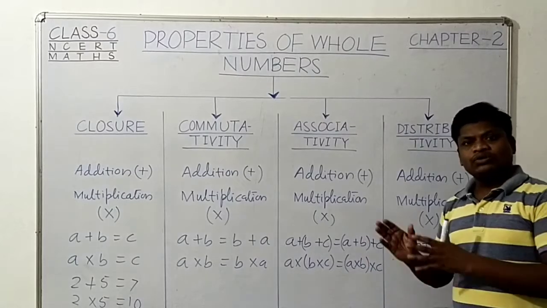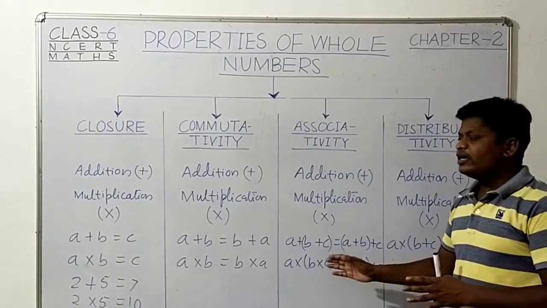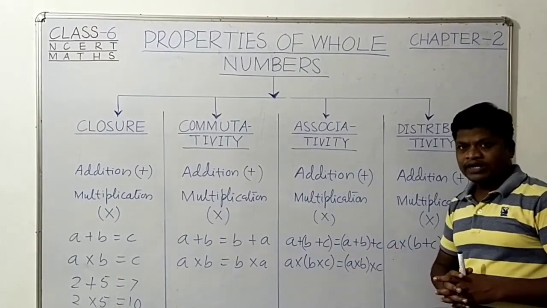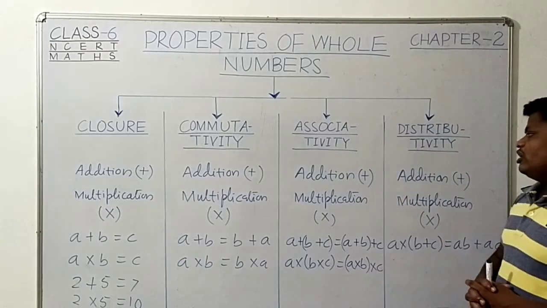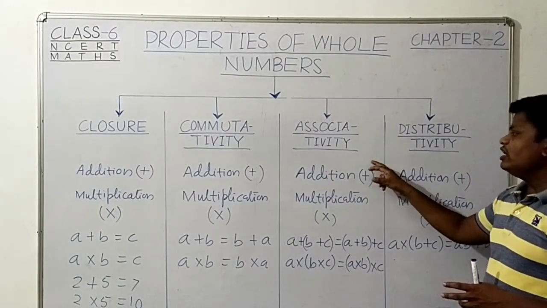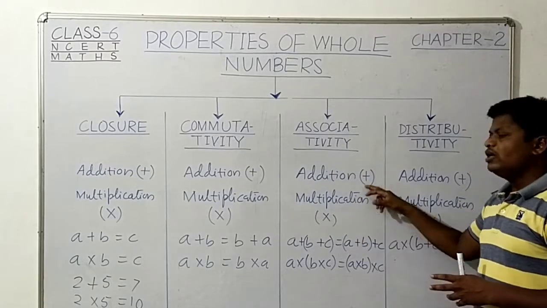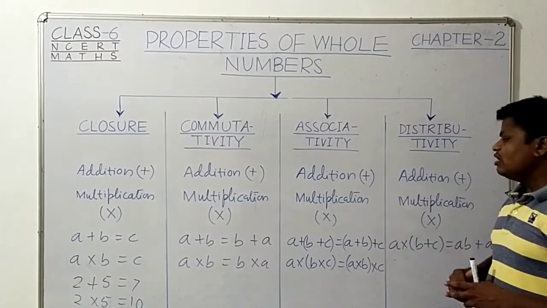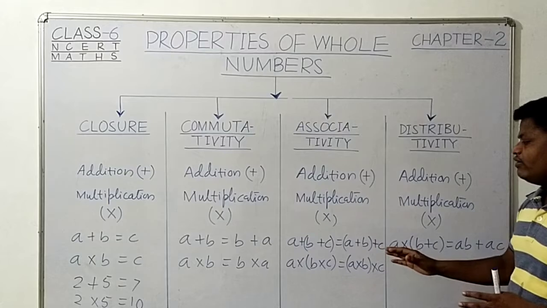And if you want, you can also pause the video and write down this table in your copy, right? So now we come to the associative property. Again, we will be concerned with addition and multiplication only, according to our syllabus. So for addition, what is associativity?